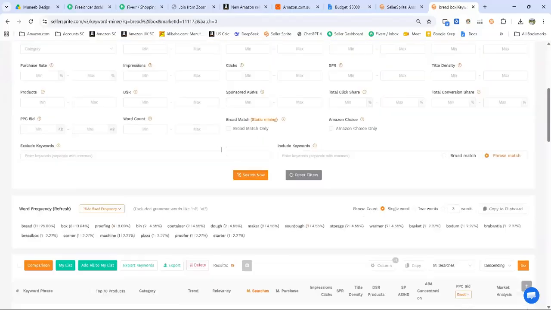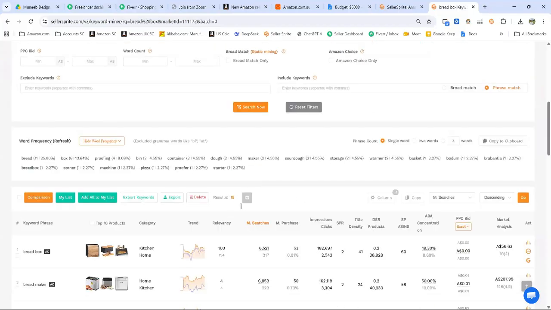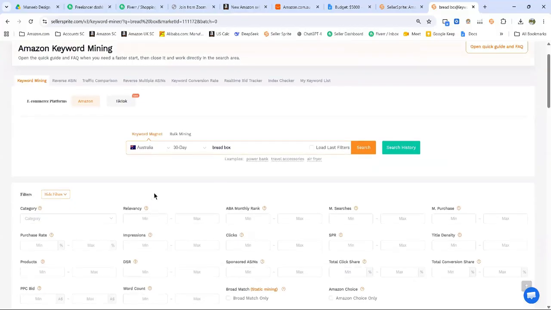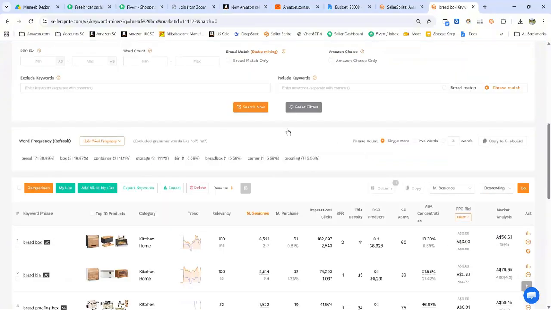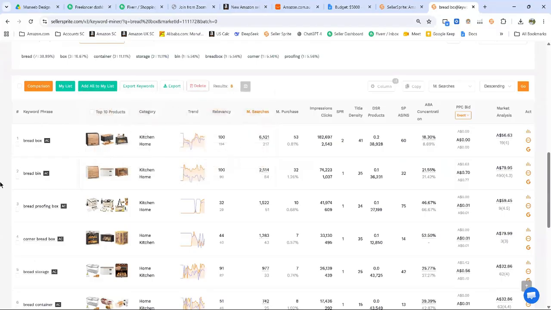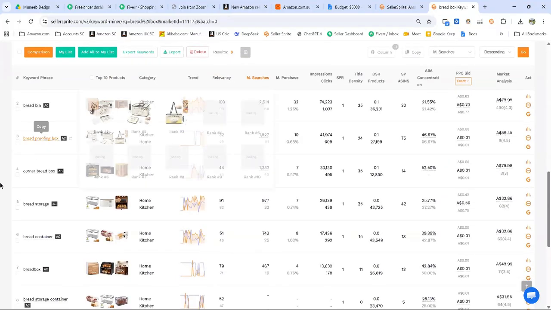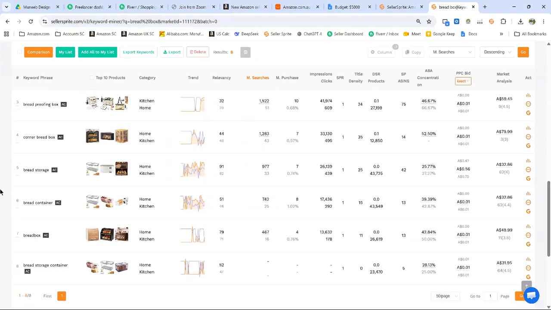So we were discussing this. We type in bread box. If we want, we can filter out some keywords, but in this case, since we just have 19 keywords, maybe we will keep the filters very relaxed. Okay, so we've got 8 keywords: bread box, bread bin, bread proofing box, corner bread box, bread storage, bread container.